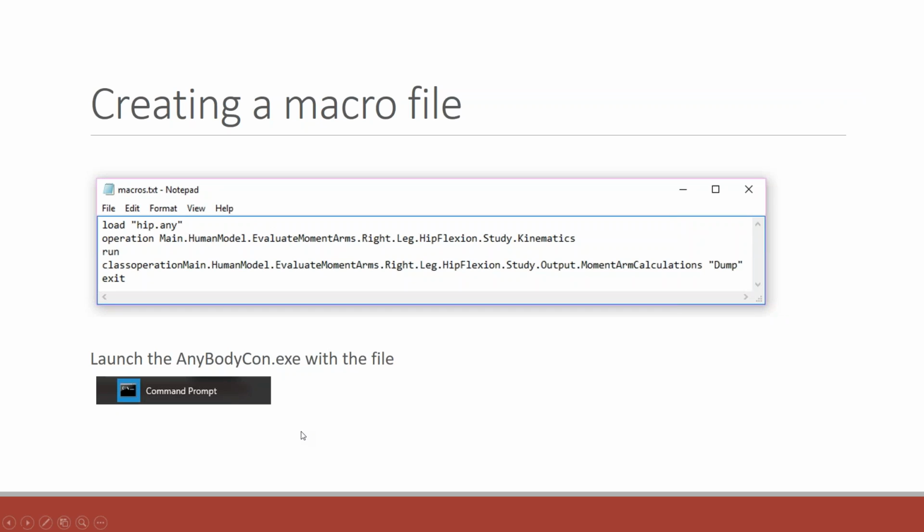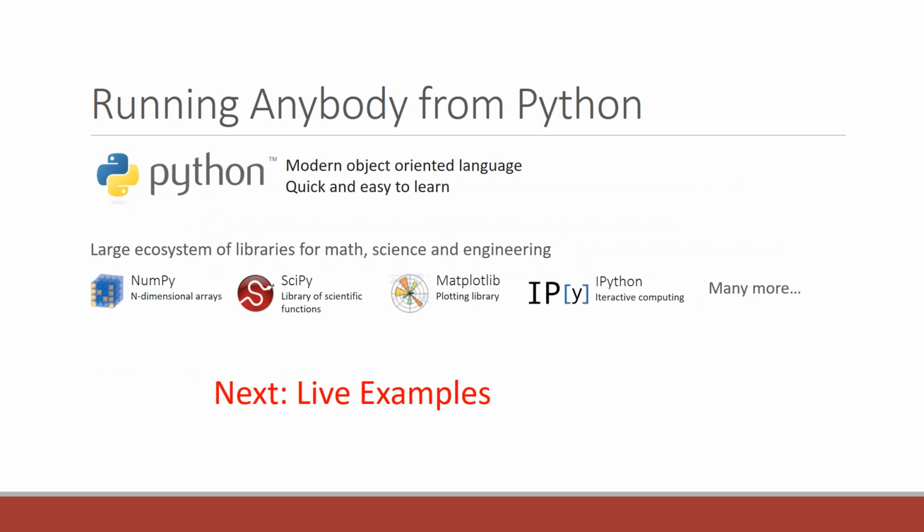But as soon as you want to do something that is a little bit more advanced, it also becomes maybe a little bit annoying to work directly with these macro files. But there is a tool to help you doing that. So we created an interface from Python to AnyBody. And Python is an object-oriented programming language. It's quite easy to learn, and there's a large ecosystem of libraries for all kinds of scientific stuff. If you don't know what I'm talking about, then you can think of Python as being sort of an open source version of MATLAB, very simplified.